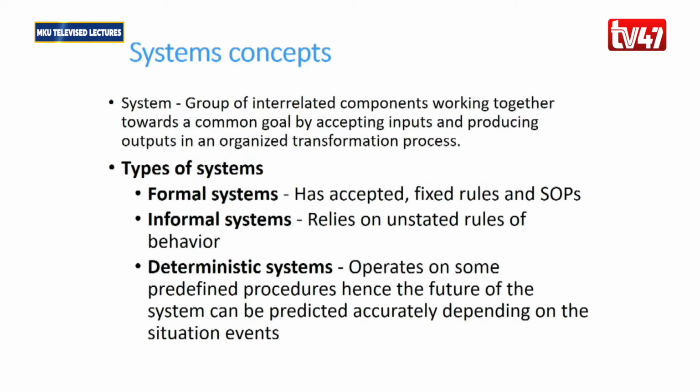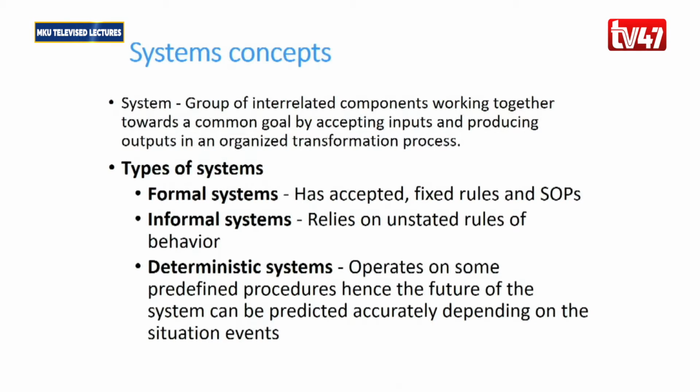A formal system is usually structured. It must follow a particular set of rules. They are usually predefined rules that must be followed for a particular process to be executed so that some outputs are achieved. That is a formal system, well structured. There is a fixed set of rules and procedures that must be followed in order to get some output.